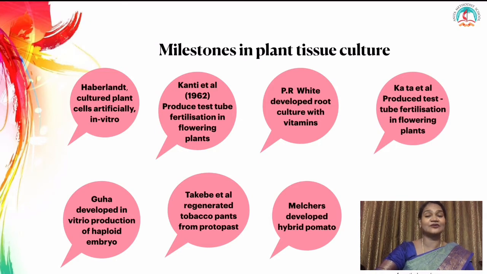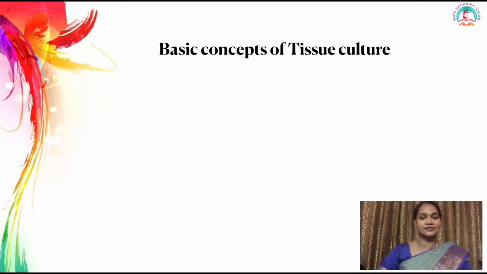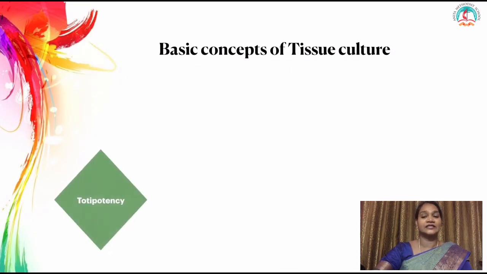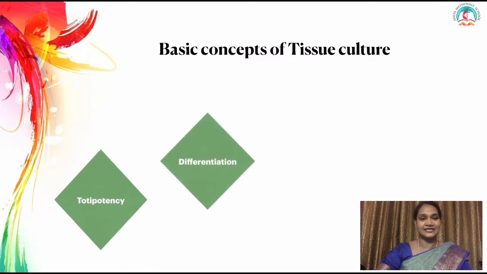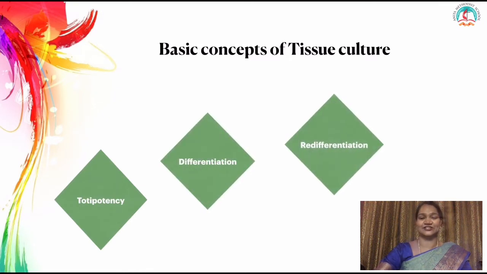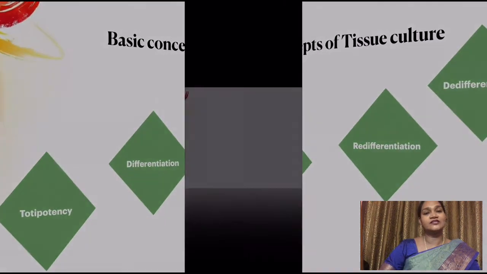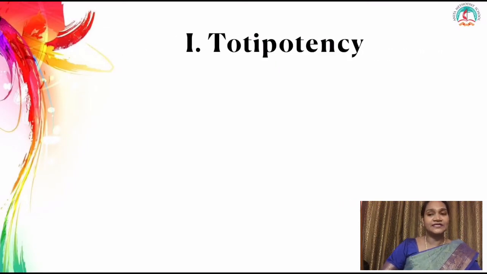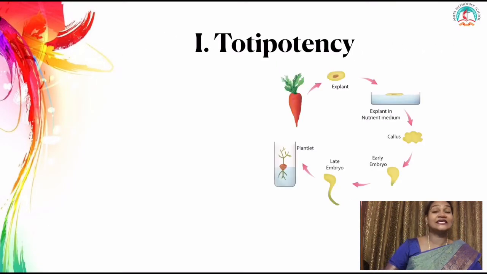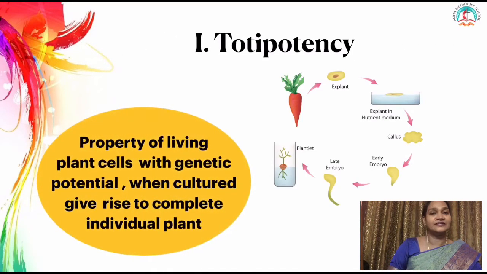Let's learn the basic concepts of plant tissue culture. What are the basic concepts? The 4 concepts are totipotency, differentiation, redifferentiation and dedifferentiation. Let's learn the basic concepts one by one. The first one is totipotency. Now what is totipotency? It's a property of living plant cells with genetic potential. When cultured, it gives rise to a new complete individual plant.